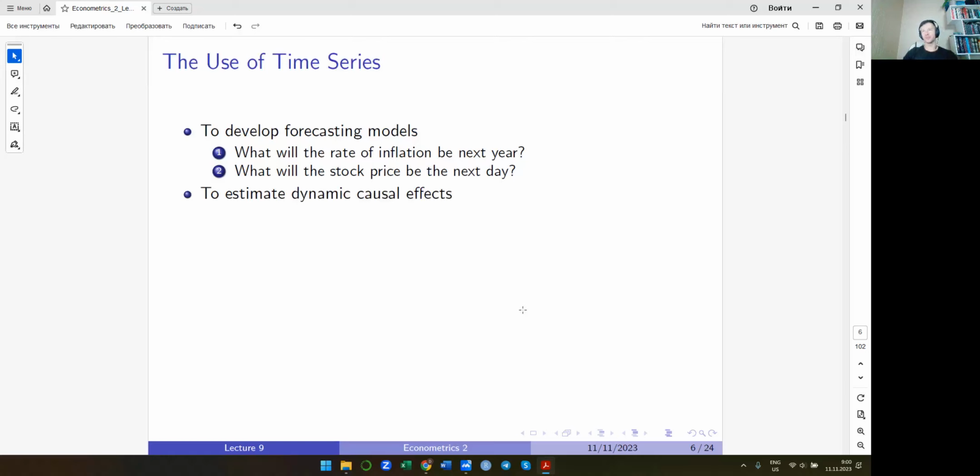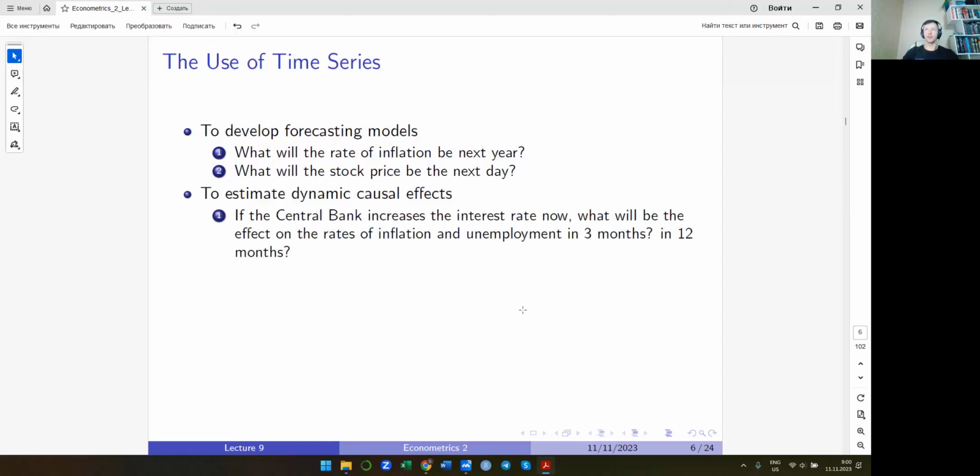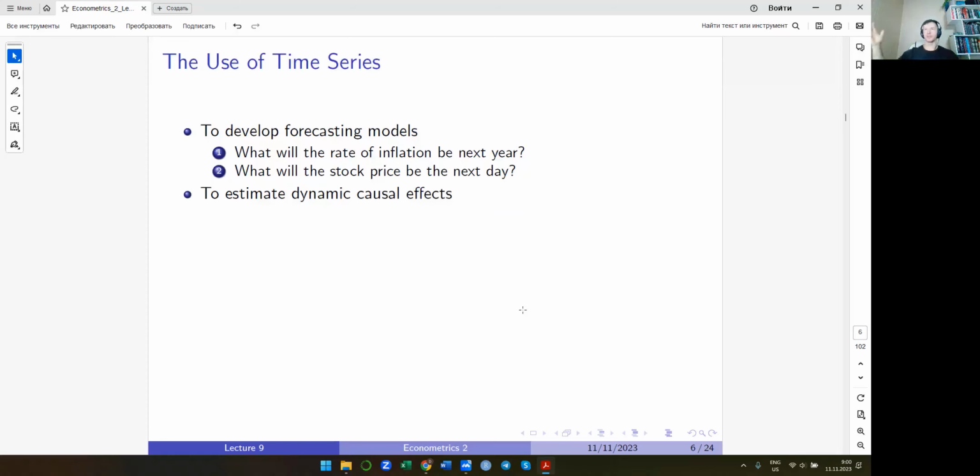Another reason of using time series, similar to the previous topics in econometrics, is to estimate dynamic causal effects. So we spoke about just causal effects: when x changes by 1 unit or 1%, y changes by beta percent or units or something. When we have time series, we want to estimate dynamic causal effects.